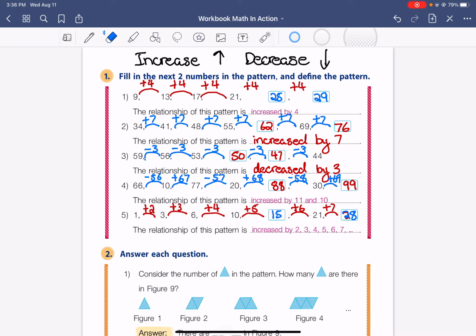And we're increasing, right? They're always increasing. 2, 3, 4, 5, 6, 7. Always increasing. All right. Next.